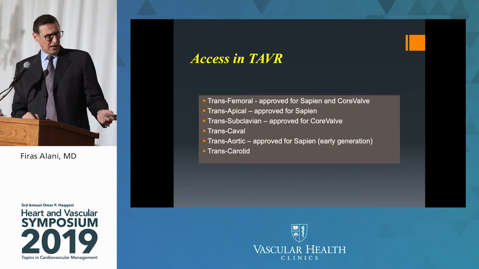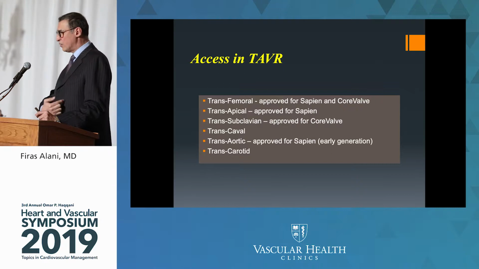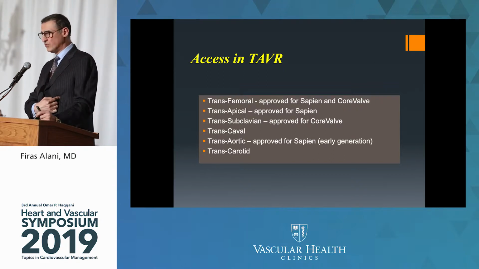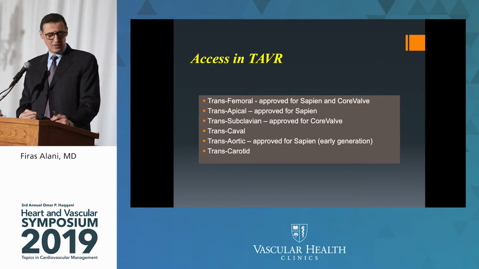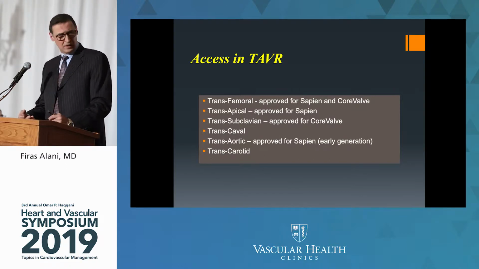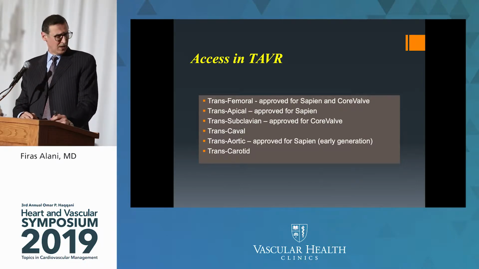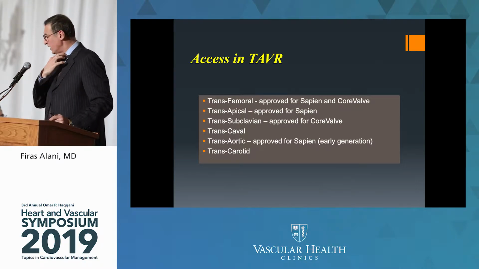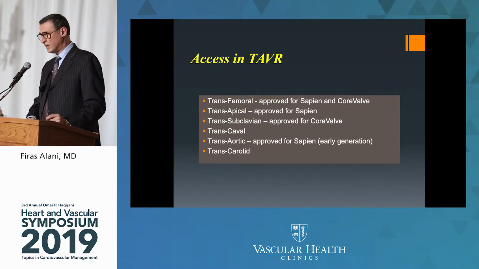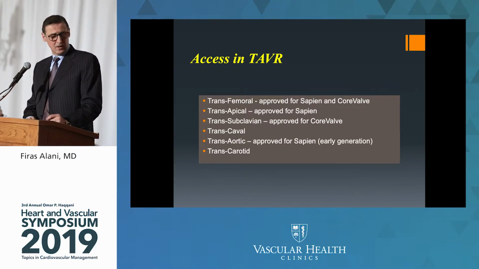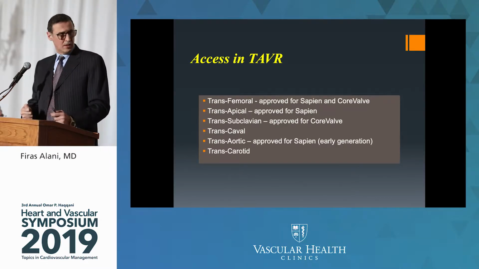You can go transapical, which was one of the first methods adopted. The surgeons would make an incision through the apex and get into the valve backwards. Or you can go transsubclavian, and we've had some experience with that, going through the left subclavian, preferably rather than the right. Or you can go transcarotid. At Henry Ford, I co-authored a paper, which is actually in press right now. We've done 36 transcarotids, but you need the surgeons to be comfortable with this.